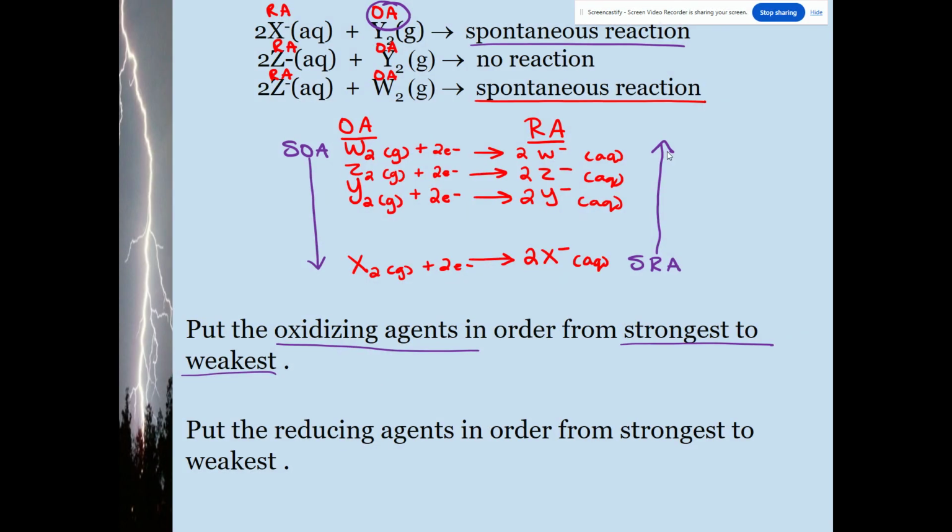So our oxidizing agents would be W2, Z2, Y2, X2. And my reducing agents from strongest to weakest would be X ion, Y ion, Z ion, and W ion. Now again, there's no balancing coefficient in front of these because you're just identifying the ions, not how many there are, just what they are. So that's why there's no 2's in front of them. Okay?